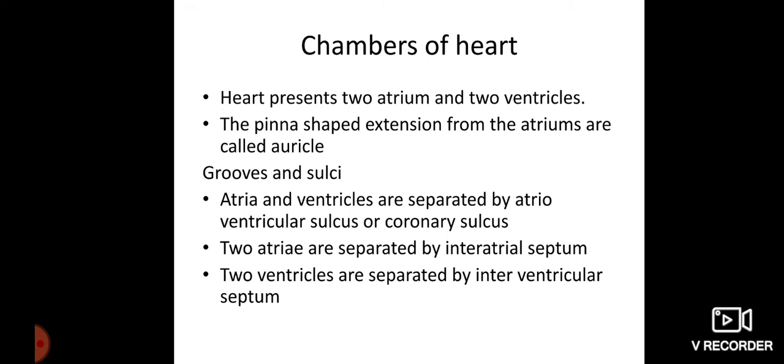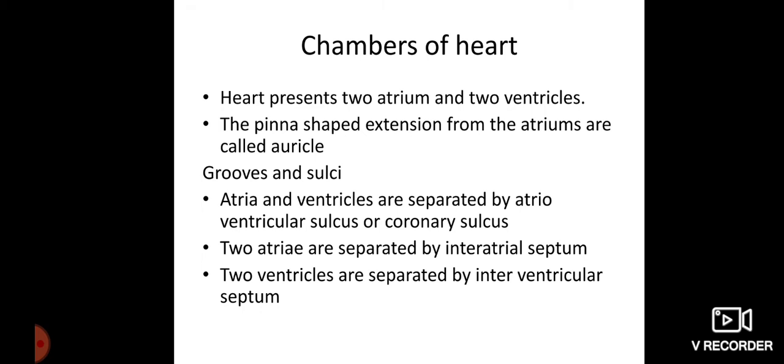Now we can see the chambers of the heart. Heart presents 2 atrium, 2 ventricles. Pinna-shaped extensions from the atrium are called auricle. Then regarding the grooves and sulci, atrium and ventricle are separated by atrioventricular sulcus or coronary sulcus. Two atrium are separated by interatrial septum. Two ventricles are separated by interventricular septum.